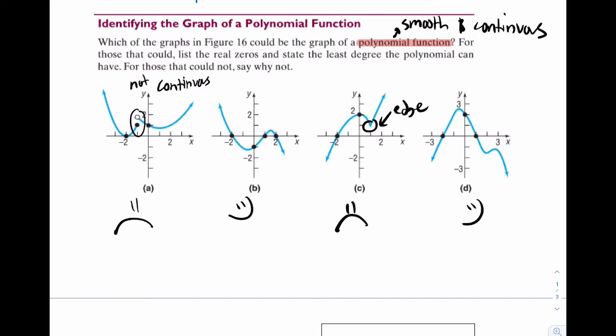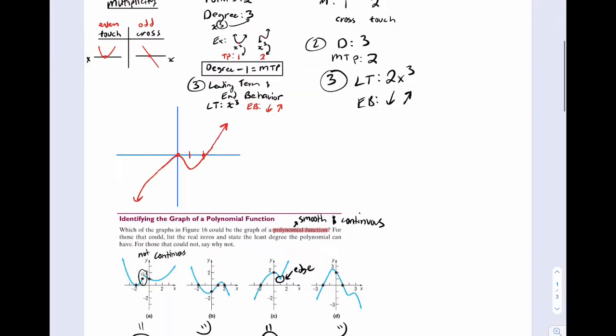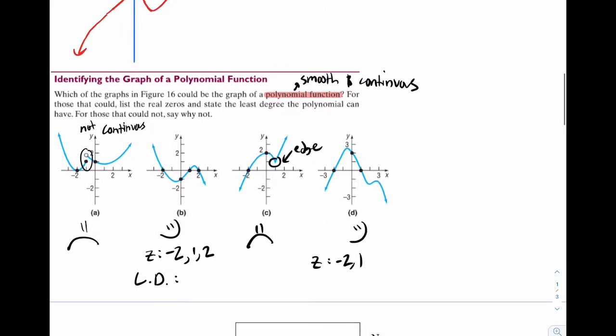So let's start with the zeros here. I have -2, 1, and 2. This one I have -2 and 1. And that's just taken from your x-intercepts here. Now this is interesting. Least degree. We haven't really talked about that yet. So what we're going to do is think about this. Over here, we said degree minus 1 is a max turning point. So let's rewrite that. Degree minus 1 is equal to your max turning point.